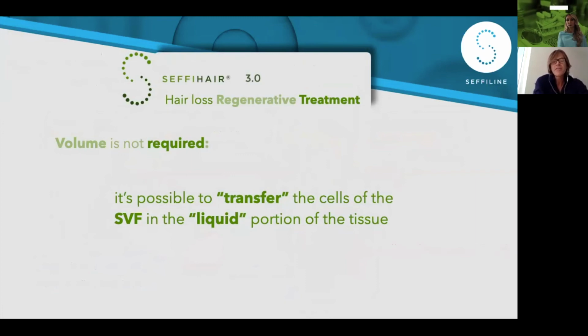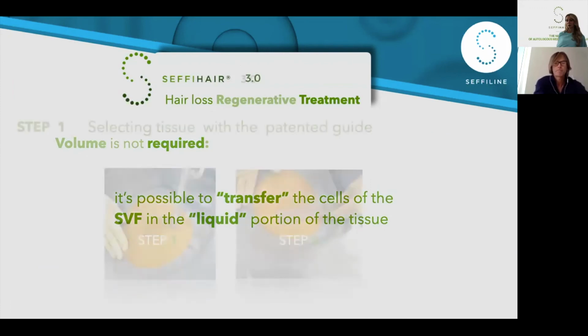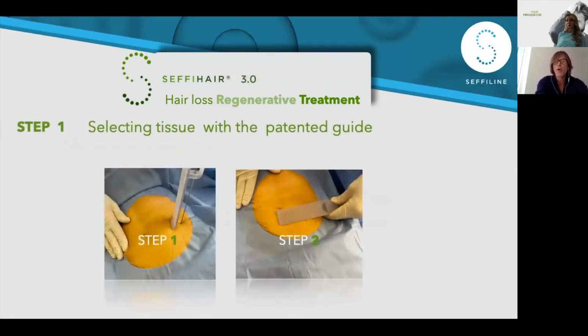The difference between the SEFFILLER procedure for volume and this one is that when you treat androgenic alopecia with the regenerative procedure, volume is not required. And so it is possible to transfer the cells of the stromal vascular fraction into the liquid portion of the tissue, and so it is easier and painless to inject the stromal vascular fraction cells without the tissue component. The procedure of harvesting and preparing tissue is exactly the same.